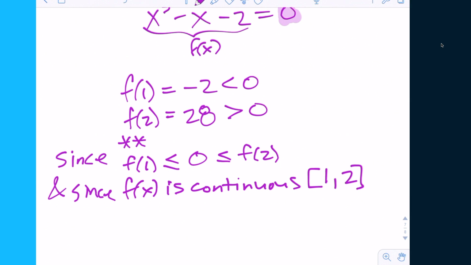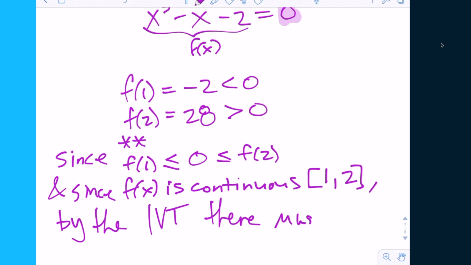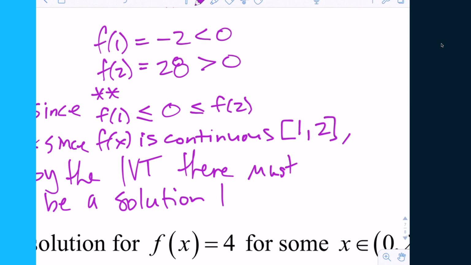Since f is continuous on the closed interval from 1 to 2, and since 0 is between f of 1 and f of 2, by the IVT, there must be a solution on the interval x equals 1 and 2. And we can use parentheses here instead of brackets, correct? Because we know at 1, it's negative, and at 2, it's positive. So somewhere on this graph between 1 and 2, it crosses the x-axis.